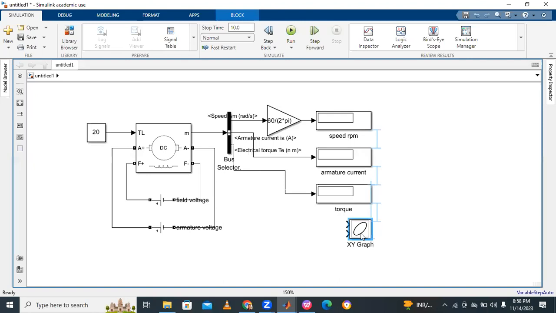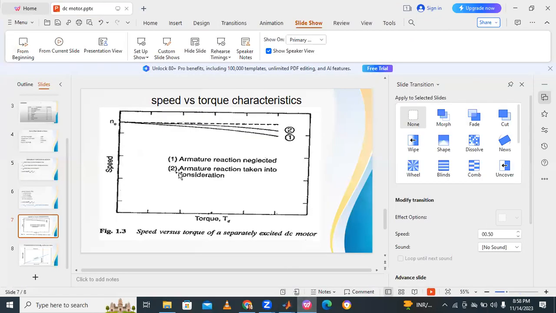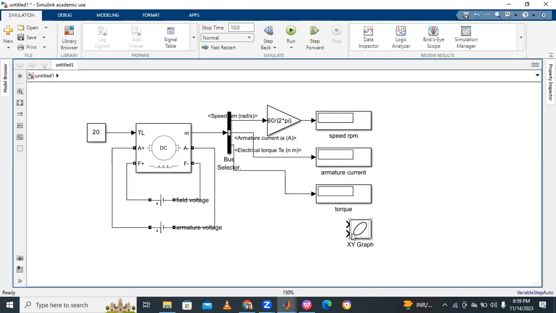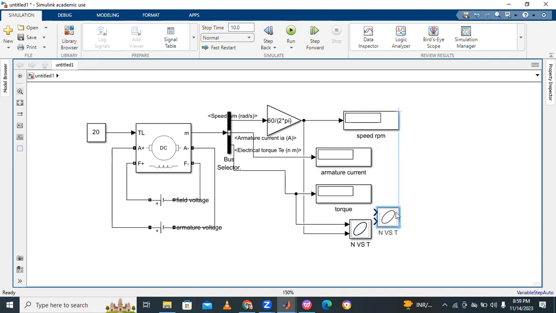Our first characteristic is speed versus torque. Y-axis is speed and X-axis is torque. So connect X-axis to torque, and Y-axis is speed, in RPM. So this graph is the speed versus torque characteristics. And then next, select like this.